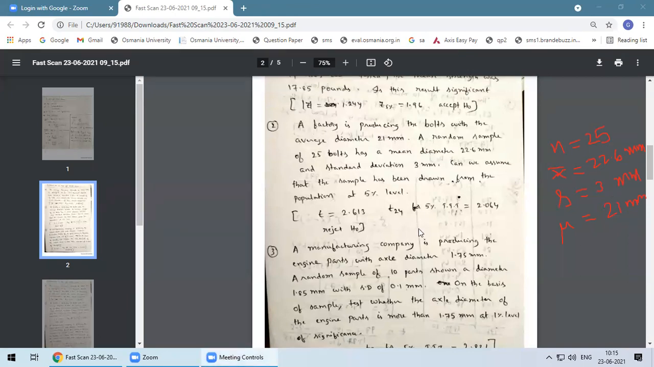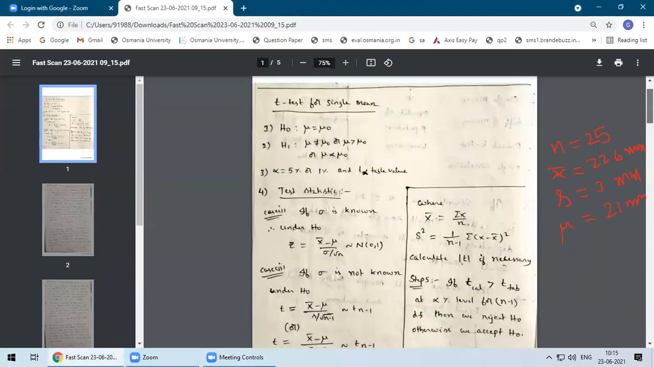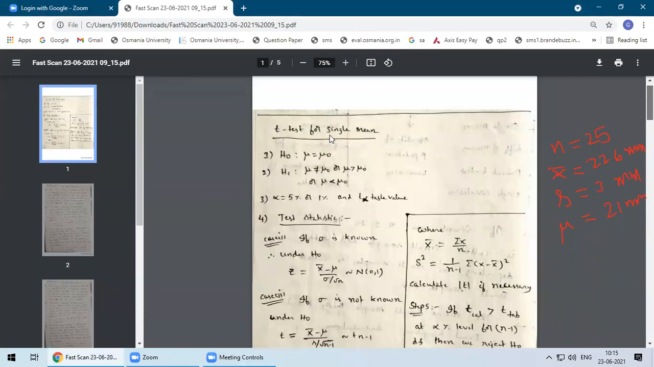Now, I have shown the procedure to you. So this is the procedure. Write down step number 1: null hypothesis H0. What is the H0 statement? In the procedure you have written mu equal to mu naught. But I know the mu value. What is the mu value? 21 millimeters. So the H0 statement is mu equal to 21 mm. What is the meaning of that sentence?